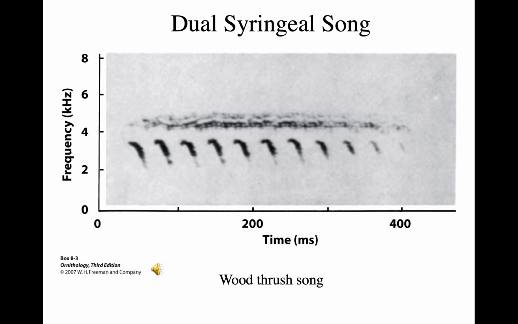And so it can produce these layered, very complex vocalizations, and the wood thrush song was a good example of that. So we can see that we've got this multi-layered harmonic up here that's going to be higher than these lower distinct phrases down low. So let's listen to that.